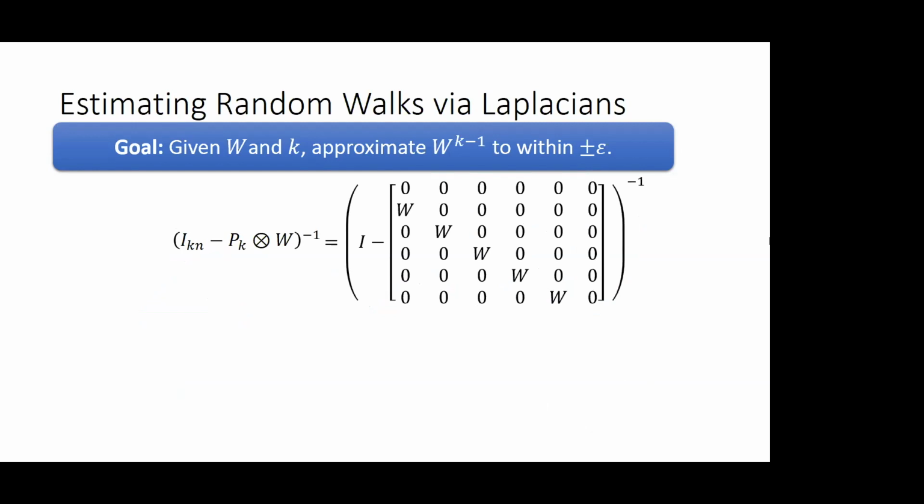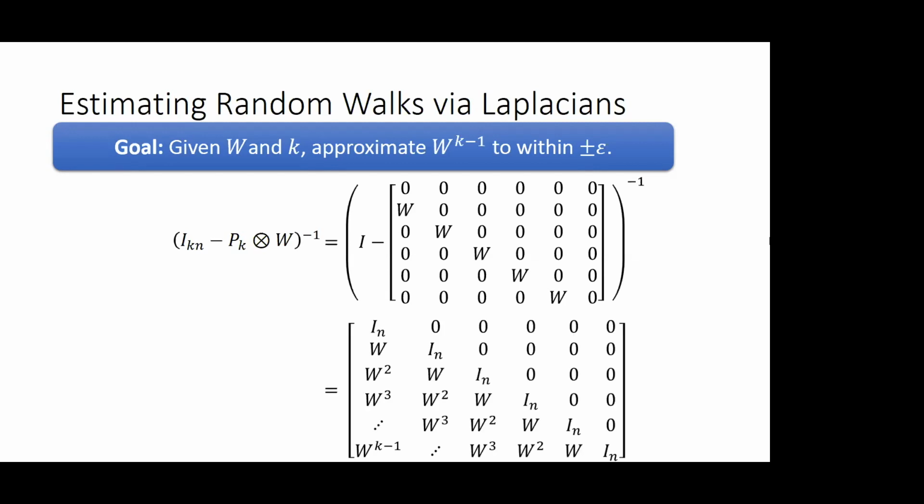So what we've written down here is the Laplacian matrix of the path lifted graph: the diagonal matrix of degrees, I_KN, minus the walk or adjacency matrix, P_K tensor W. And we take that whole thing and invert it. This is going to give you an expression for the inverse of the Laplacian matrix. And it's a nice matrix, so you can write down the solution to this in closed form, it turns out. And when you do that, this is what you get.